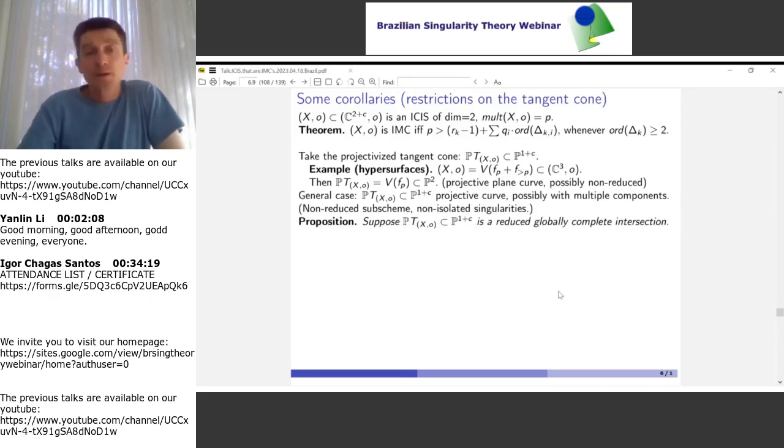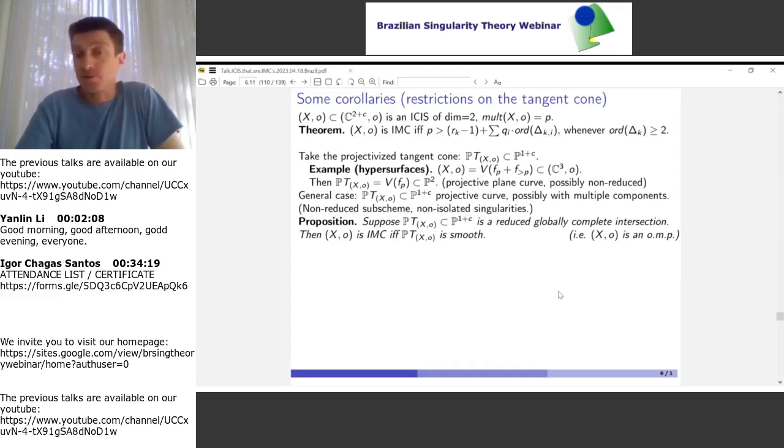So here is the proposition. Suppose this projectivized tangent cone is reduced, so it has only isolated singularities, and moreover, it is a global complete intersection. Then the germ is IMC if and only if the projectivized tangent cone is just smooth, which means the germ is an ordinary multiple point. So you see, there are not so many such versions. Yes, and this is the restriction on the projectivized tangent cone. So except for the trivial case when you have an ordinary multiple point, the projectivized tangent cone must have non-reduced components.